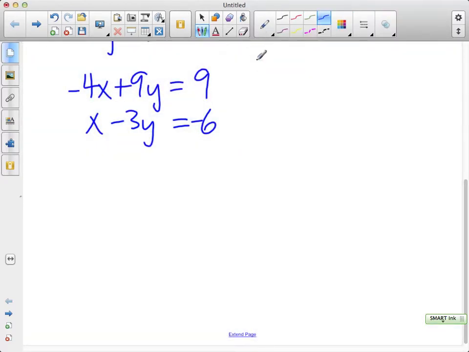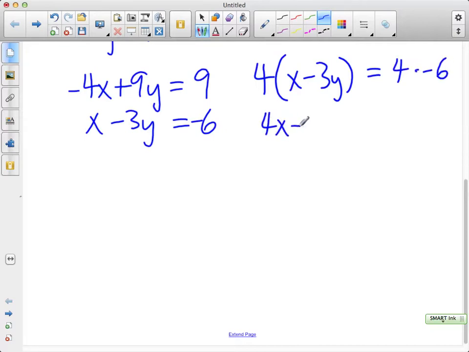So I'm going to take the entire top equation and multiply the whole thing by 4. So 4 times x minus 3y. And on the other side, I would multiply it by 4 and get 4 times negative 6. So now my new equation is 4x minus 12y equals negative 24. And this was taking the bottom equation and multiplying it by 4.